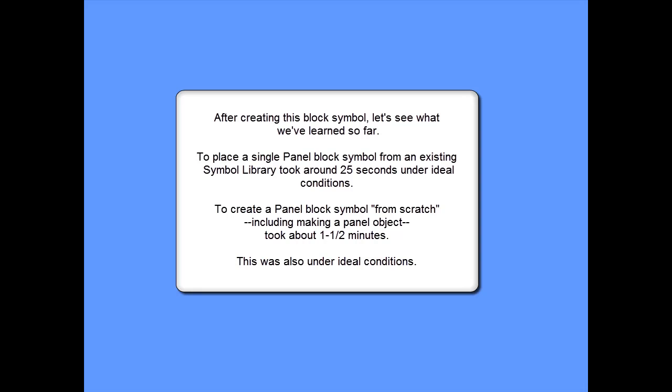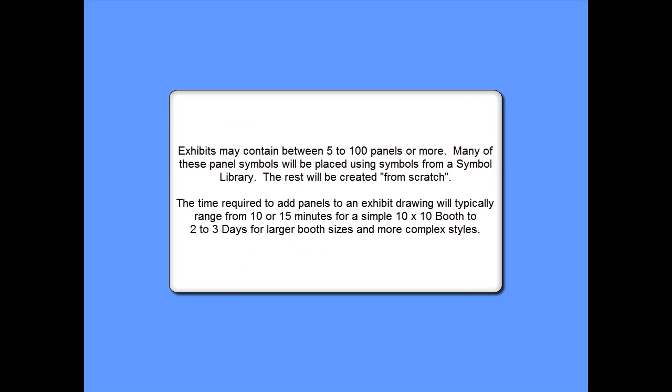After creating this block symbol, let's see what we've learned so far. To place a single panel block symbol from an existing symbol library took around 25 seconds under ideal conditions. To create a panel block symbol from scratch, including making a panel object, took about 1.5 minutes. This was also under ideal conditions.